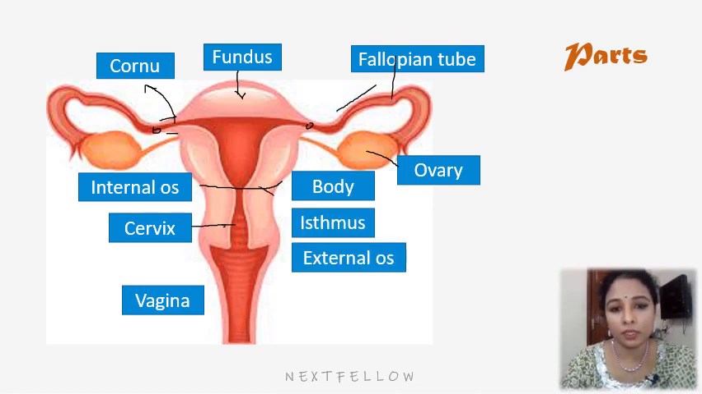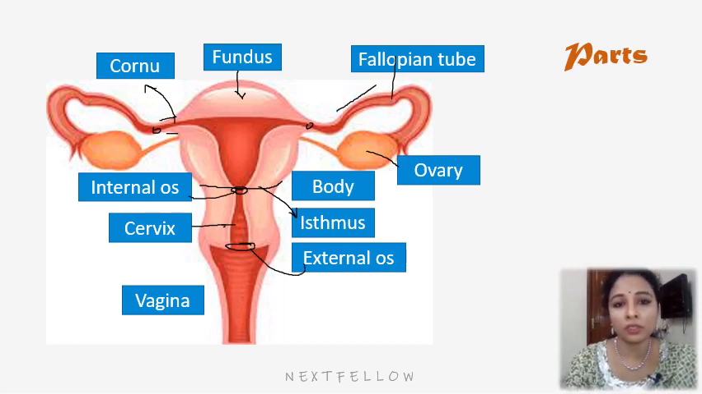So this constricted part is the isthmus, and if you see the cervix, the opening of the cervix into the body, this opening is the internal os of the cervix. This is considered as the external os of the cervix. So this is the internal os and this is the external os of the cervix.